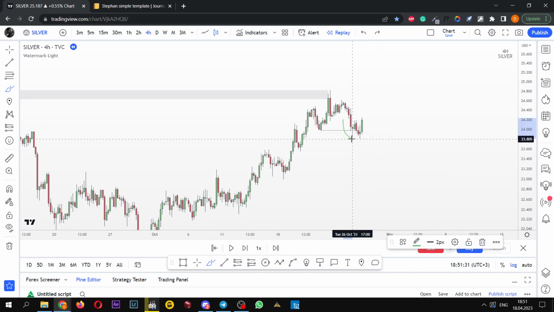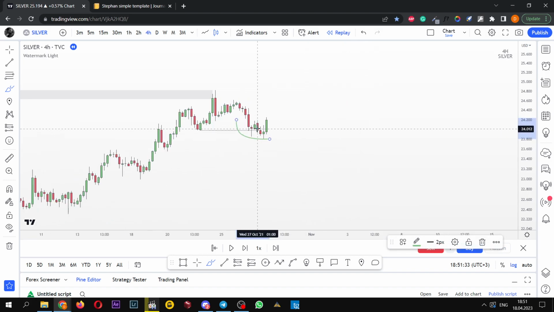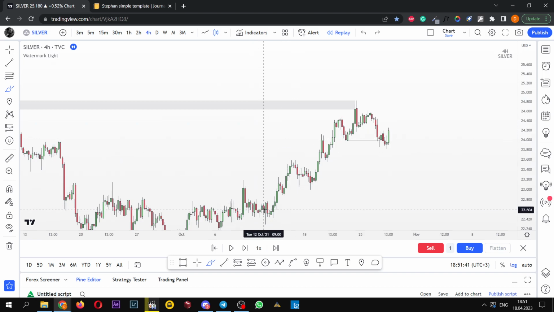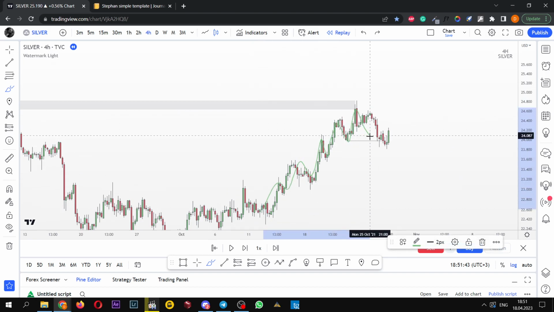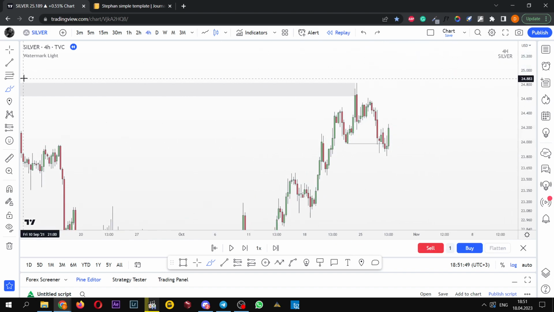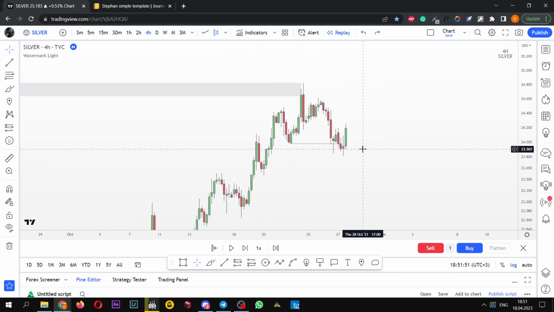The break itself is quite weak. It's just a wick, and the closure is not confident. Plus, we're still pretty bullish overall from this time frame, and maybe it could be just a reaccumulation before moving even higher. But let's see.